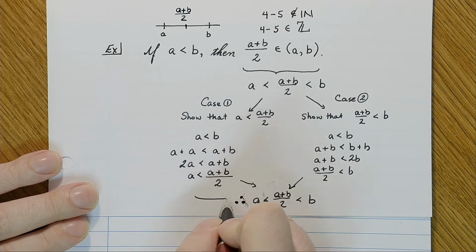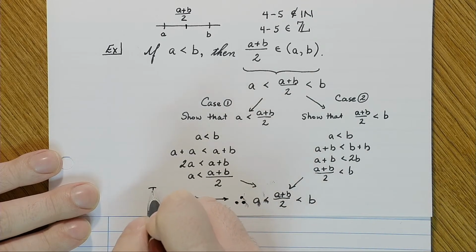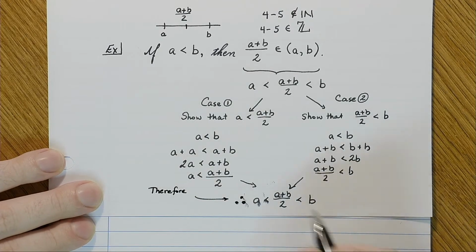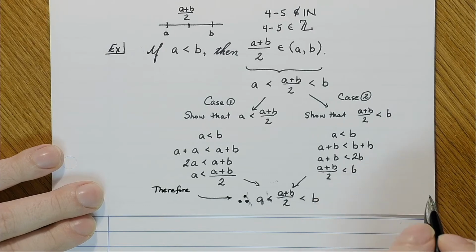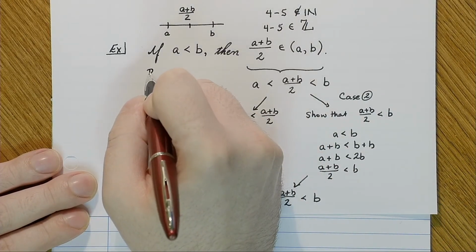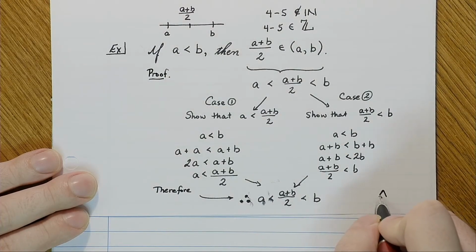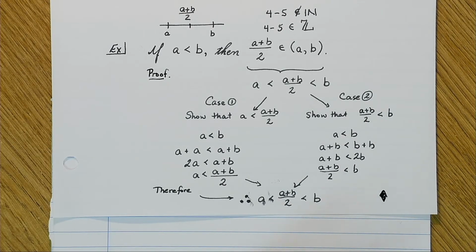Oh, and terminology: the three dots is a shorthand form, usually for "therefore." And I guess you can call this a proof. I usually finish off with a little mark at the end, just to say that I finished it.